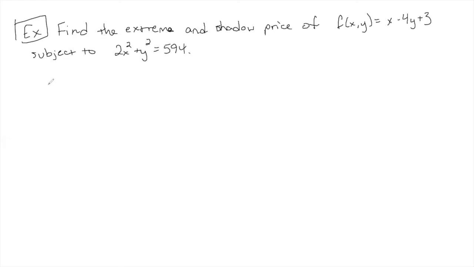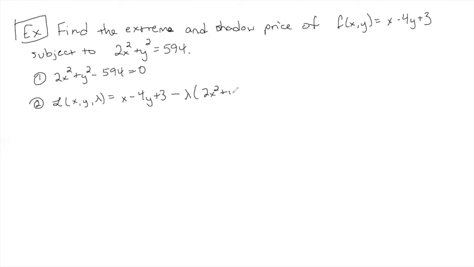Great. Again, I'll follow my steps. Rewrite the constraint: 2x squared plus y squared minus 594 equals 0. Now I have to write out the Lagrangian. X and y are my variables in this case. I'm still going to keep lambda. I get x minus 4y plus 3 minus lambda times (2x squared plus y squared minus 594).